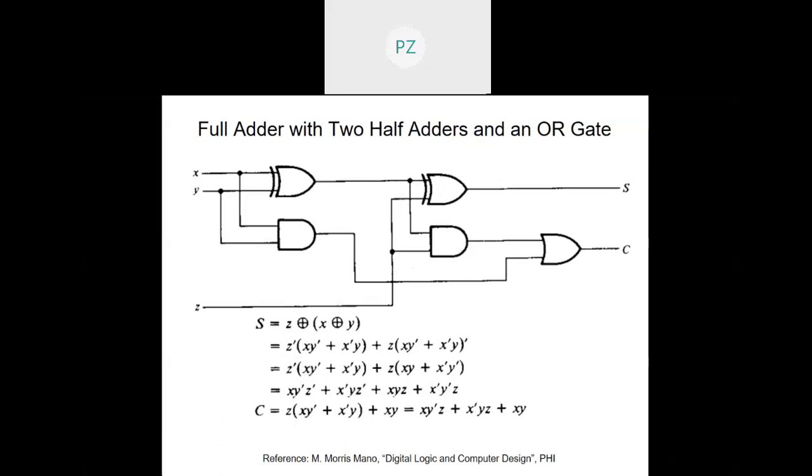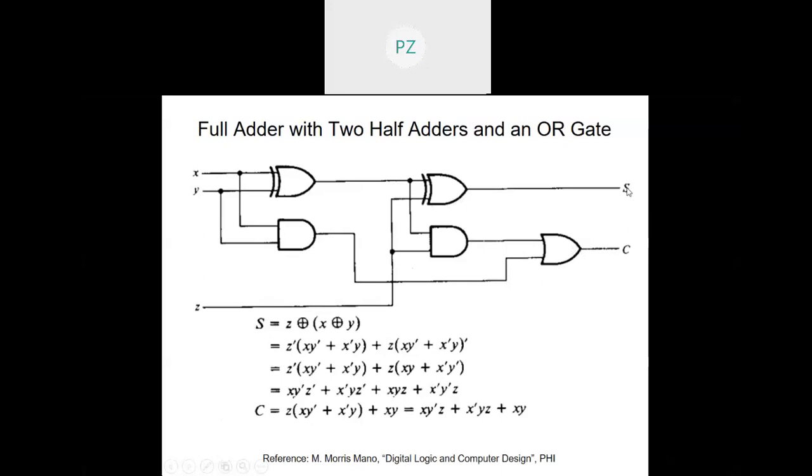So you see, this, if you remember, is the half adder, right? X exclusive OR with y and xy. This is another half adder. This is another half adder, right? So I'm employing two half adders and an OR gate. Now let us analyze S.